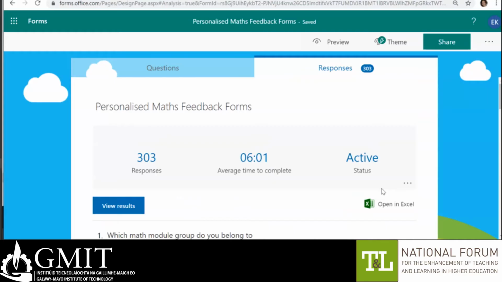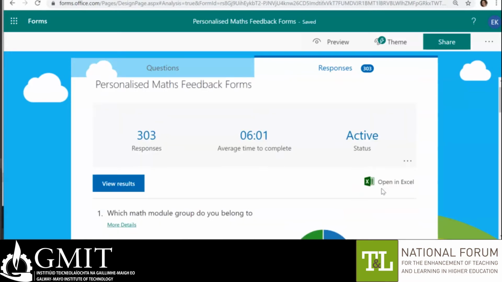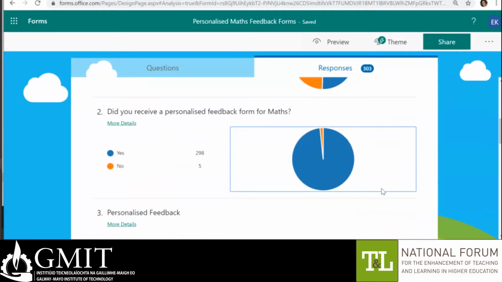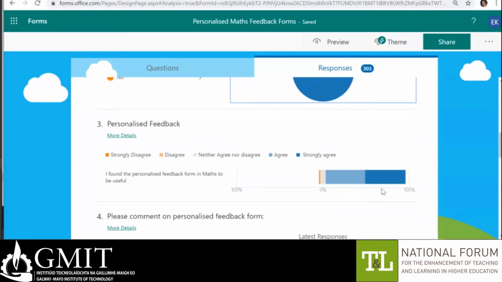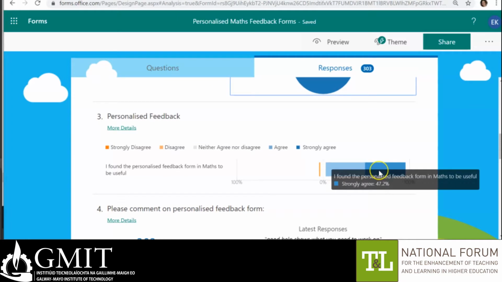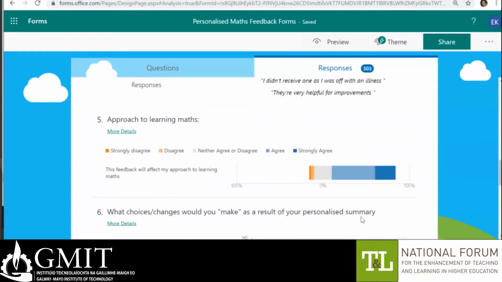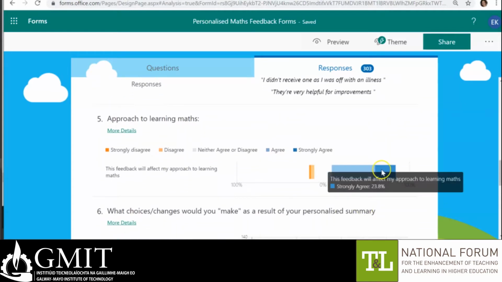A survey of first year maths students, which received 303 responses, found that 95% of students successfully received the sheet, so the system was working, and a significant majority of students found that the feedback it delivered was very useful, so they either agreed or strongly agreed that it was useful. A large majority, although not every student, reported that it would change their approach to how they were studying maths.